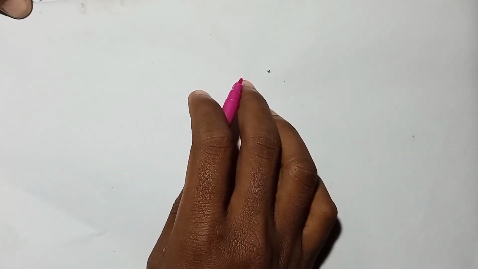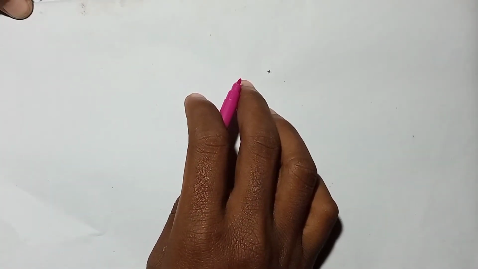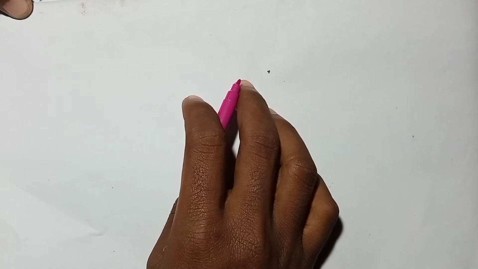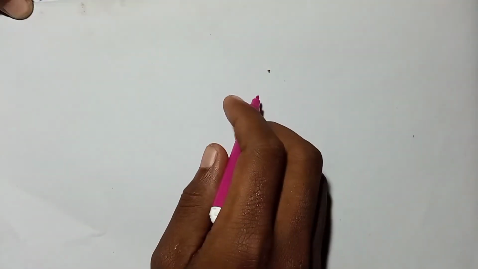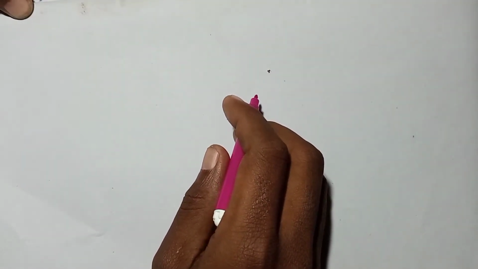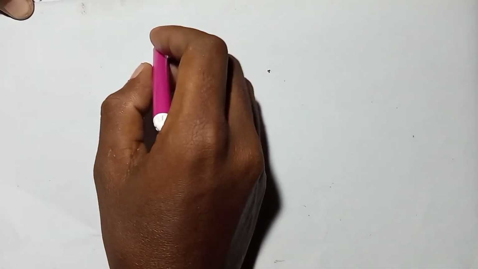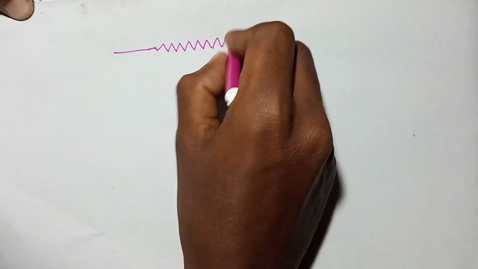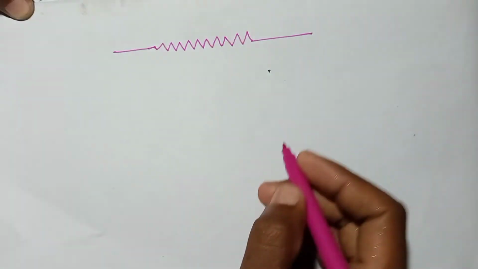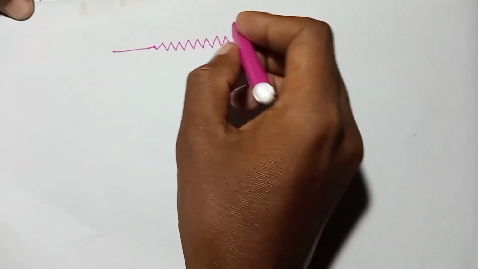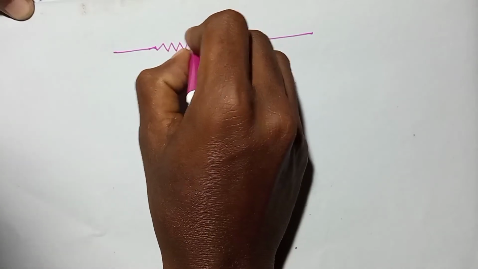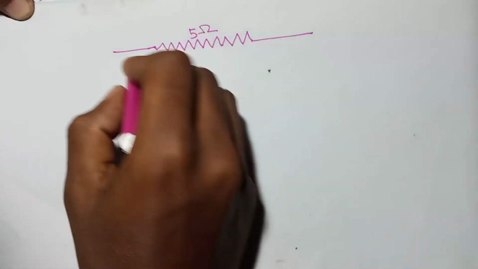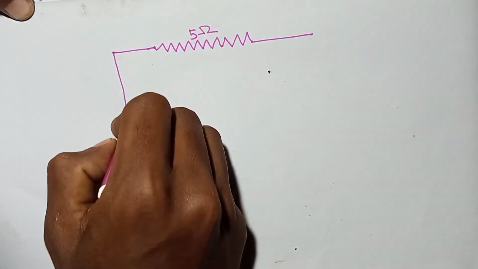In this video I am going to discuss how to solve a very basic electrical circuit. So let's start. Let's say I have a very basic electrical circuit like this. Let's say this is a resistor having a resistance of 5 ohm, and this resistor is connected to a battery.